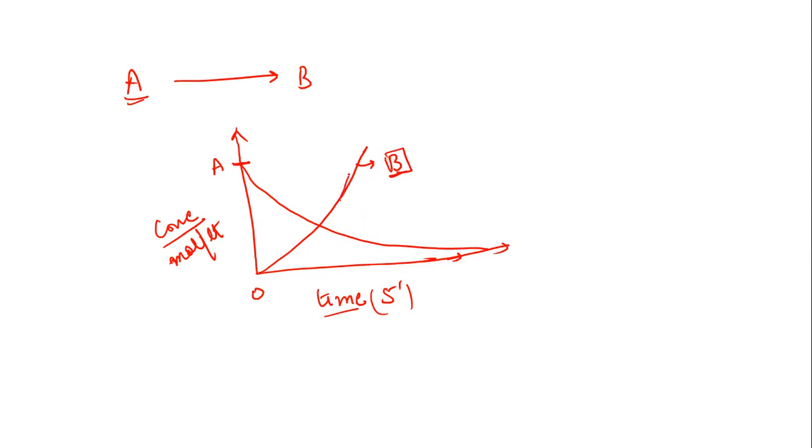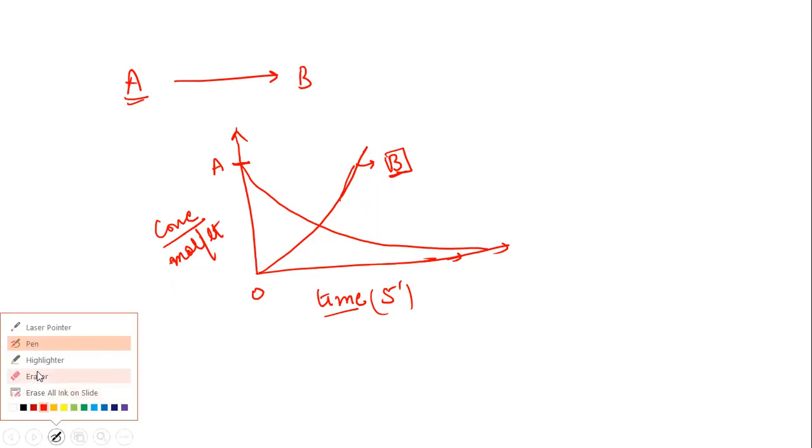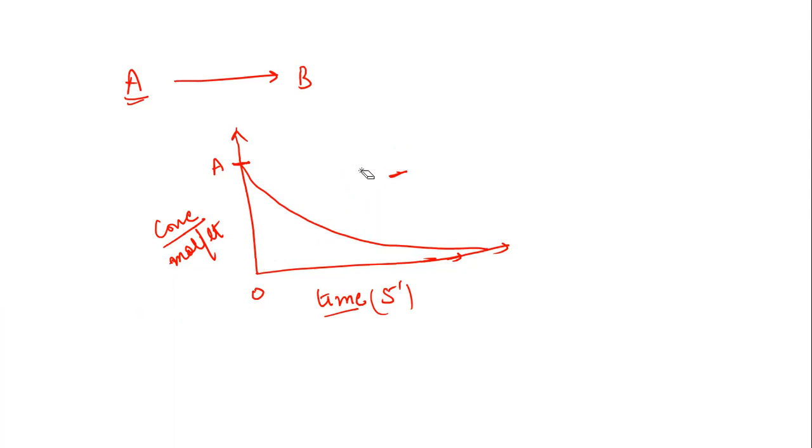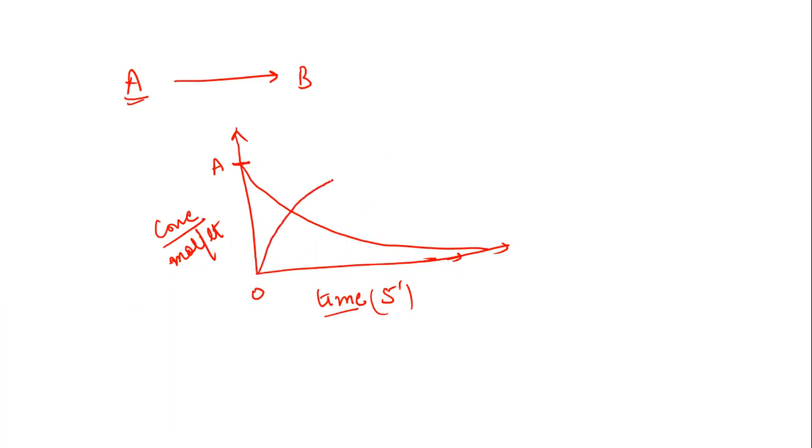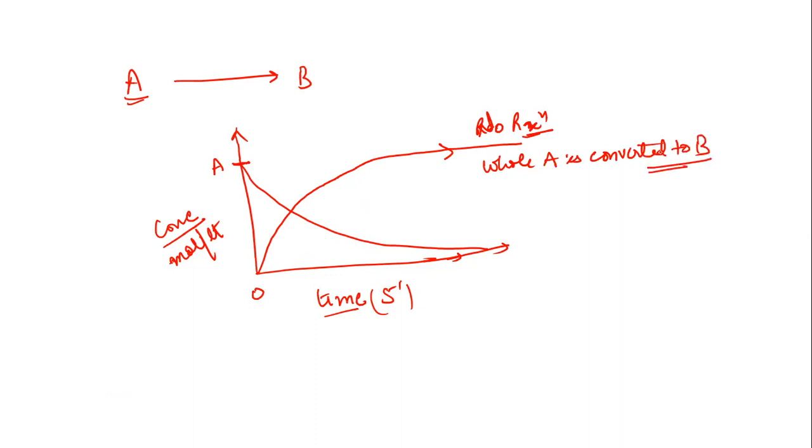I will draw it more clearly. So the concentration of B will increase up to a certain limit. After that, it will not increase. At this position, it means no reaction, which means the whole of A is converted to B.